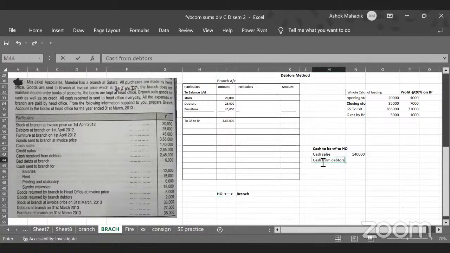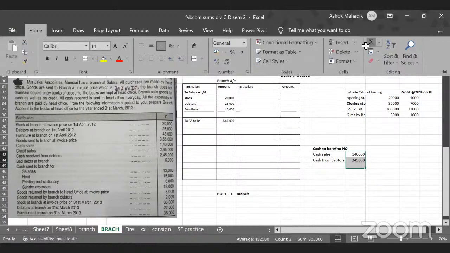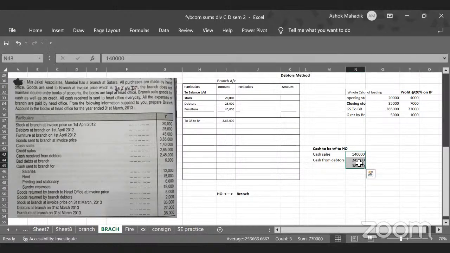Why I'm doing this? Because we need to send money to head office. Okay. So how much is the amount? 2,45,000, right? 2,45,000. Okay. So these two amounts figures will be transferred to head office by branch.